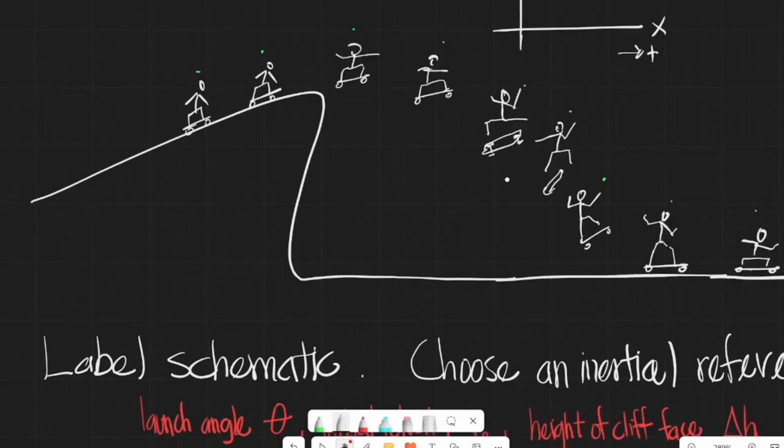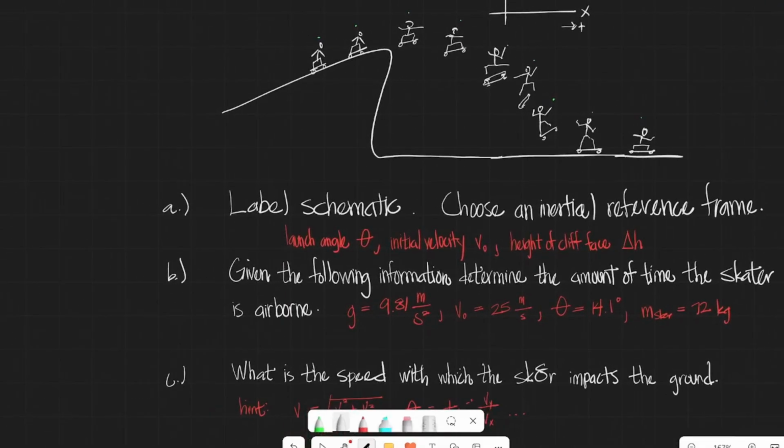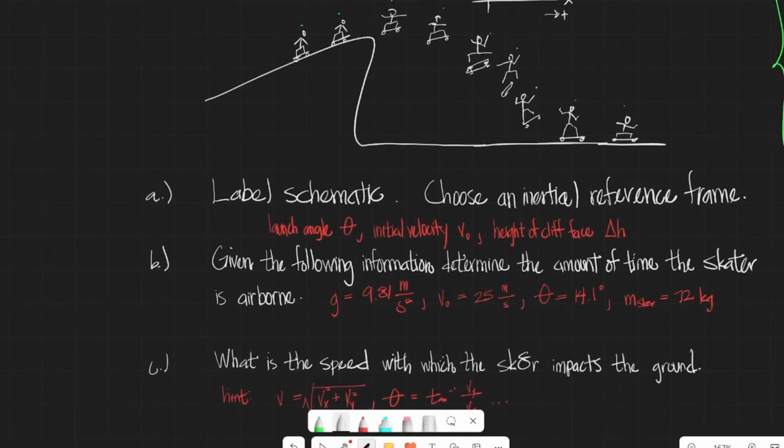Okay, now with that said, we are given some tasks here. So we're going to label the schematic. This is going to involve choosing an inertial reference frame, and that's basically choosing where our data begins. What is relevant for the problem? Well, in order to determine that, we have to look forward to what the problem is going to ask us. And so we're asked for how much time the skateboarder is in the air.